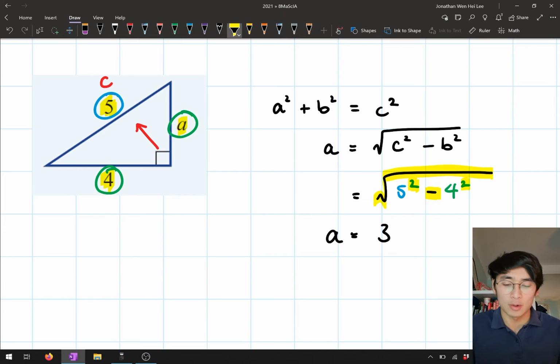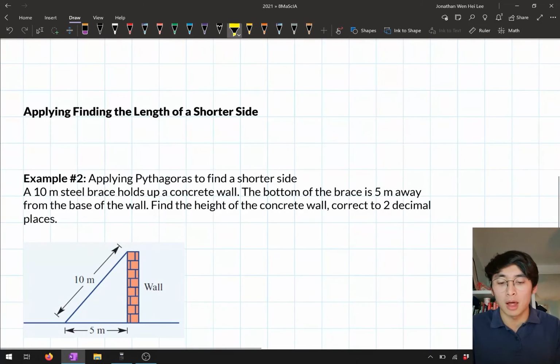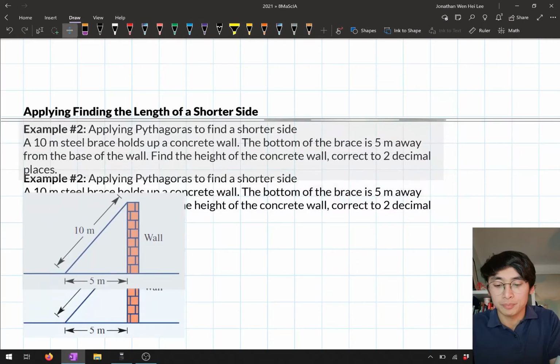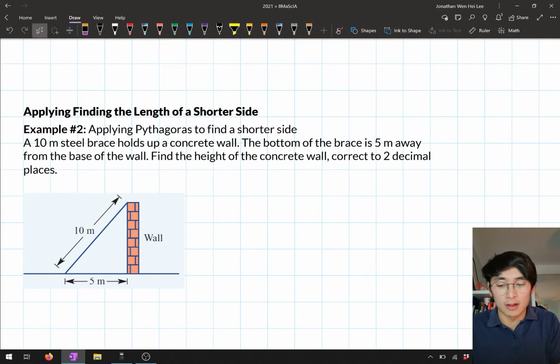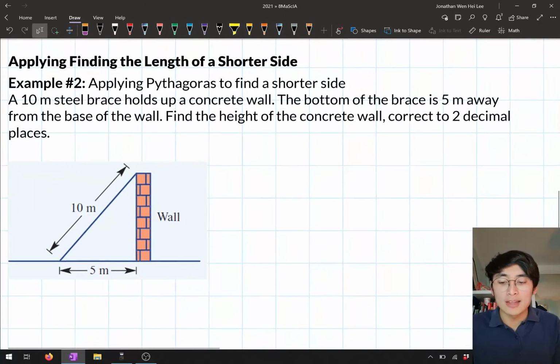Let's have a look at another example. Now in this next example, we're going to be applying it to a worded problem. Applying Pythagoras to find the shorter length. If you have a look here, a 10-meter steel brace holds up a concrete wall. The bottom of the brace is 5 meters away from the base of the wall. Find the height of the concrete wall corrected to 2 decimal places.